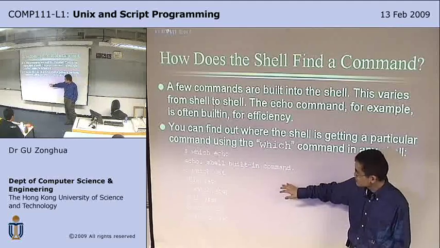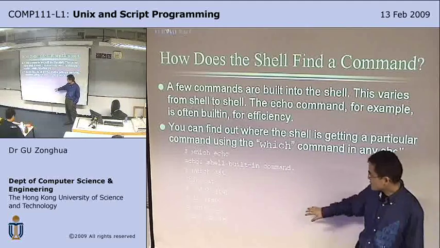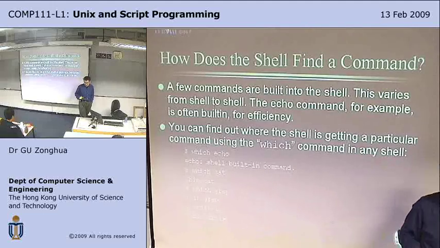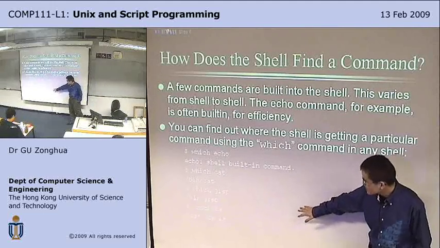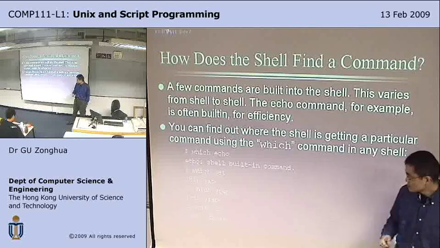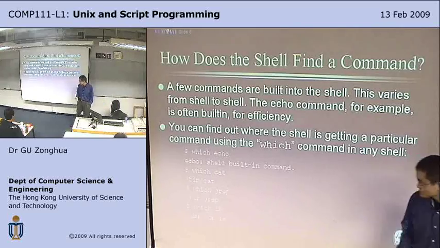And if you ask which cat, cat is an executable within the /bin directory. Which grep is also in /bin. Which rs is /usr/ucb/rs. So it's a UC Berkeley produced list of commands.